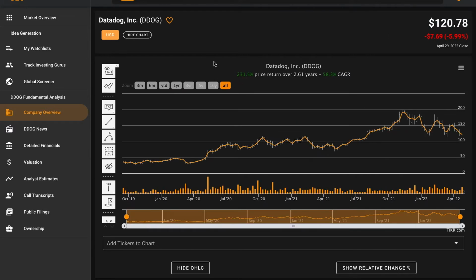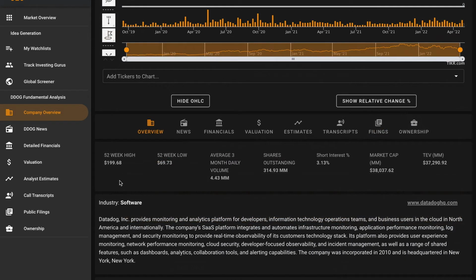Since its IPO in September of 2019, DataDog has been a great performing stock, returning about a 58% compounded annual return. We'll want to dig into the business's financials to understand if the underlying business is developing at the same rate its stock price is. So DataDog is down about $80 from its 52-week high. However, it's still close to nearly double that 52-week low. So it's somewhere in the middle. DataDog is a pretty large company with a $38 billion market cap.